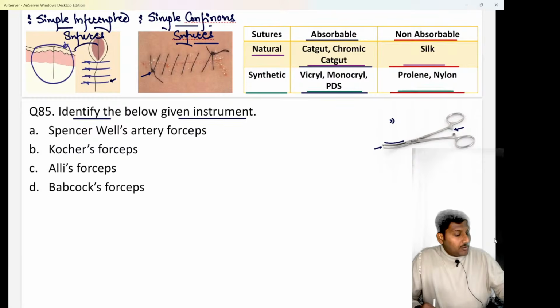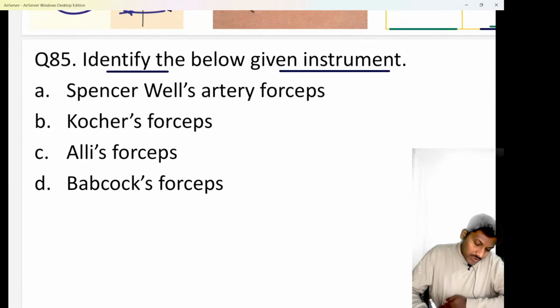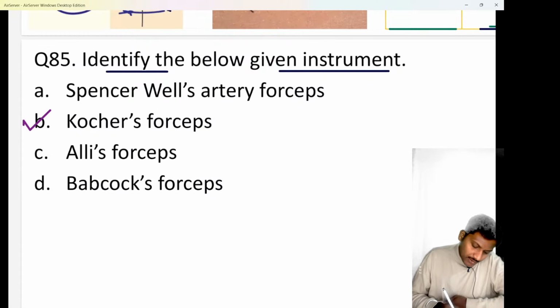Let me know in the chat box. I hope all of you are quite aware. Very good, all of you. Yes, the answer to this question is nothing else but option B, that is Kocher's forceps. The answer has to be Kocher's forceps.